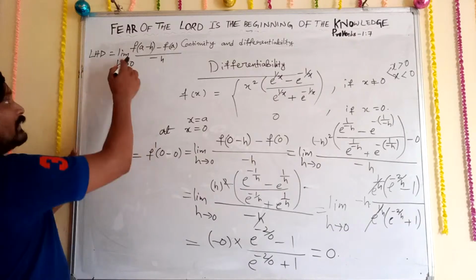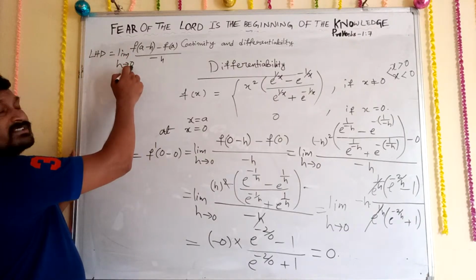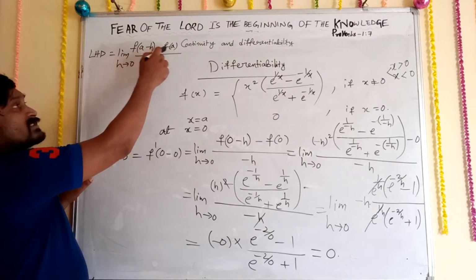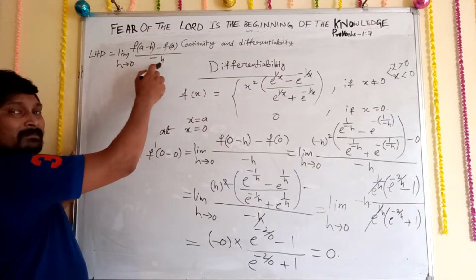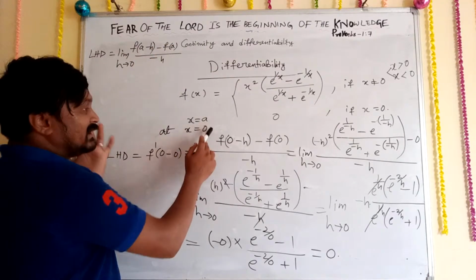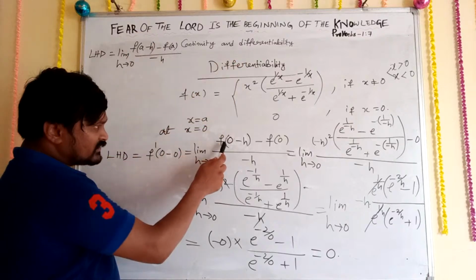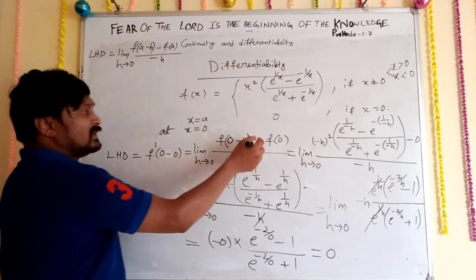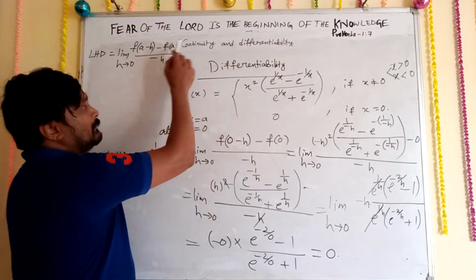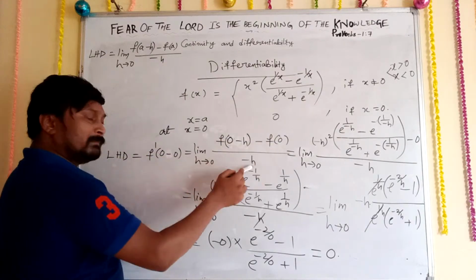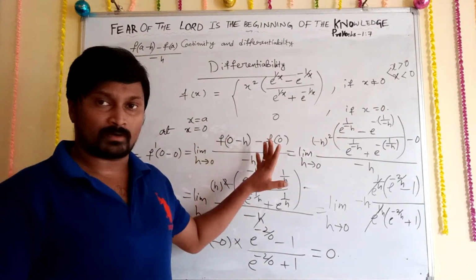So the formula of the left hand derivative is limit h tends to 0 of f of a minus h minus f of a upon minus h. Now a means here 0, so wherever a is there, substitute 0. So f of 0 minus h minus f of 0 upon minus h. Up to here no problem, I think.